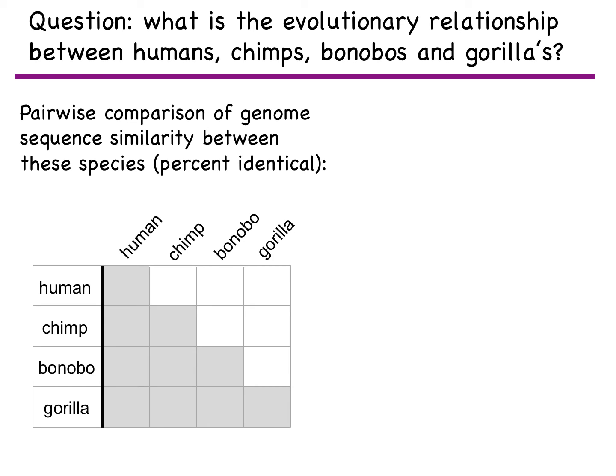Okay, the question here is, what is the evolutionary relationship between humans, chimps, bonobos, and gorillas? What I'm going to do is fill out this table with pairwise comparisons of the genome sequence similarity between these different species. And we've already talked about one of them.